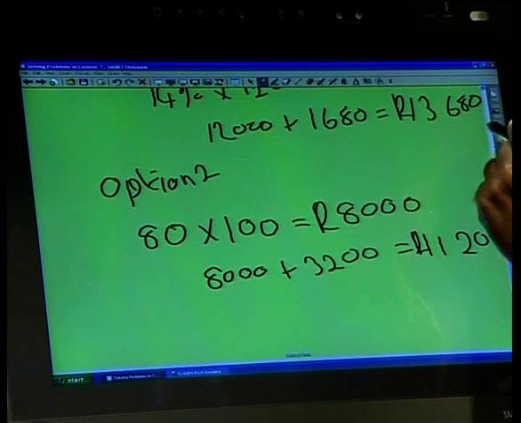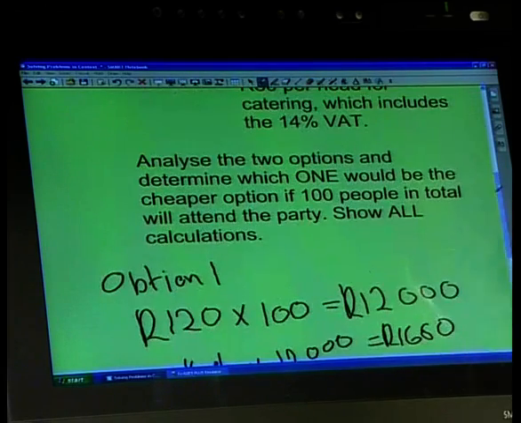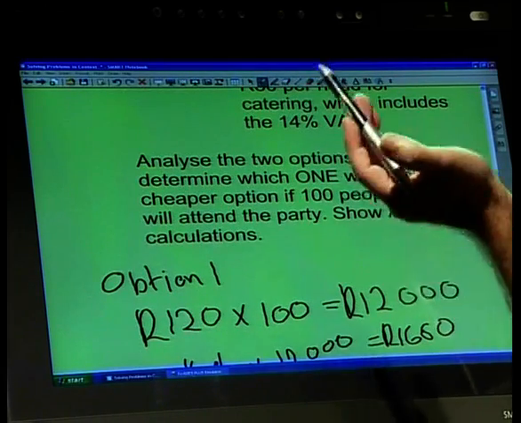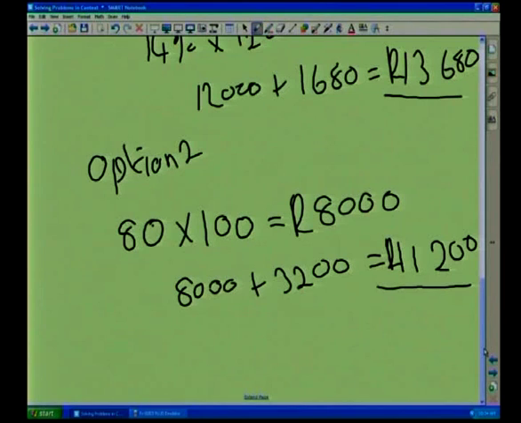So now we can have a look and compare the two options. Option 1 was costing us 13,680. Option 2 was costing us 11,200. And we can now answer the question, which says, determine which one would be the cheaper option if 100 people in total attended the party. Well, we can clearly say that option 2 was cheaper.